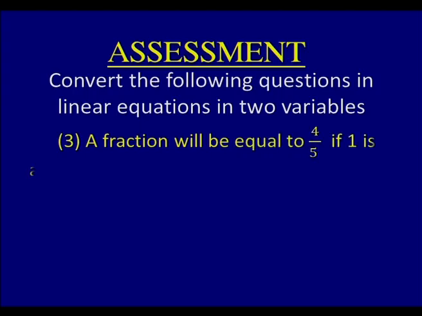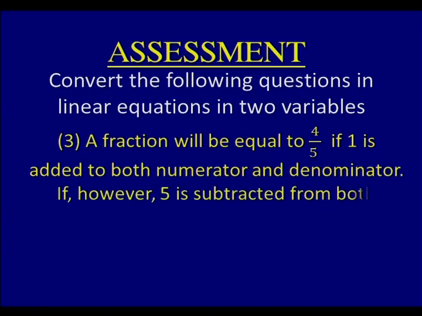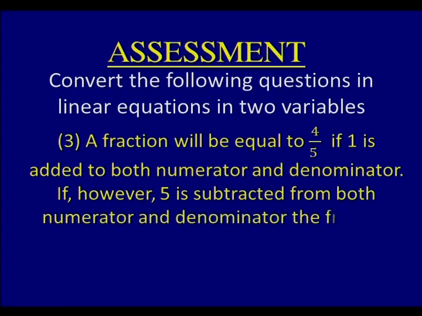Third question: a fraction will be equal to 4 by 5 if 1 is added to both the numerator and denominator. If, however, 5 is subtracted from both numerator and denominator, the fraction will be equal to 1 by 2. So, for this question also, you have to make two linear equations in two variables.